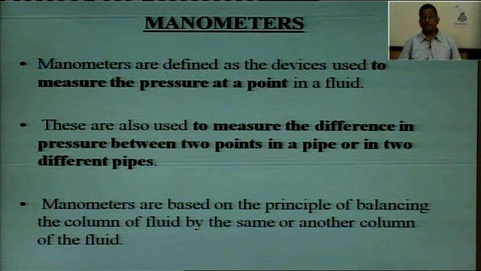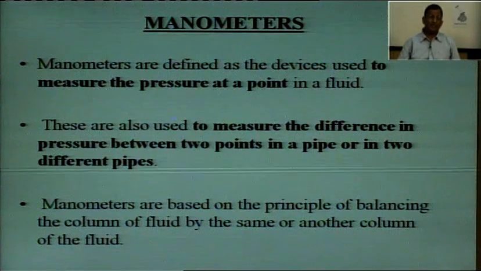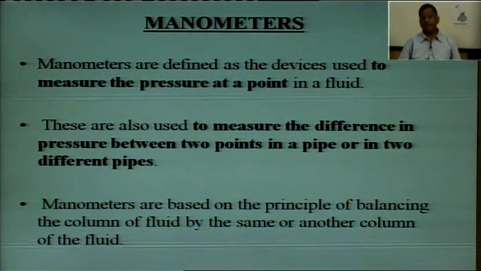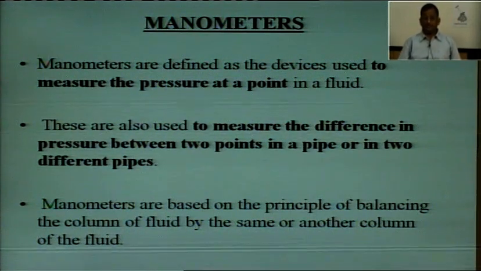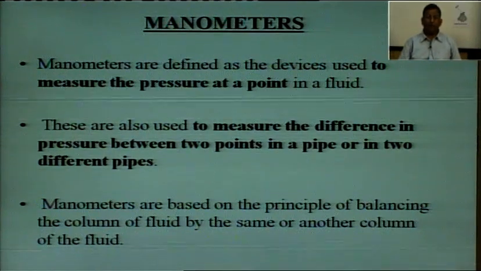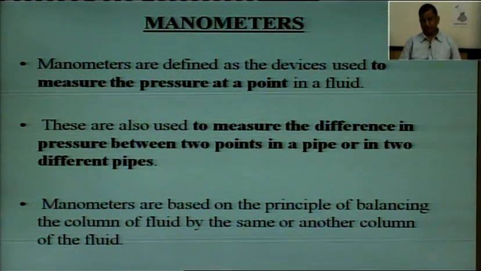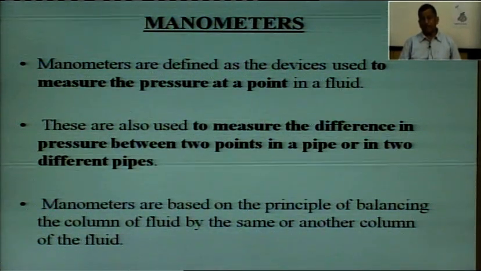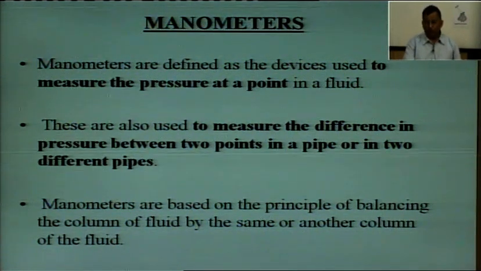Manometers are defined as the devices used to measure the pressure at a point in a fluid. These are also used to measure the difference in pressure between 2 points in a pipe or in two different pipes. Manometers are based on the principle of balancing the column of fluid by the same or another column of fluid.